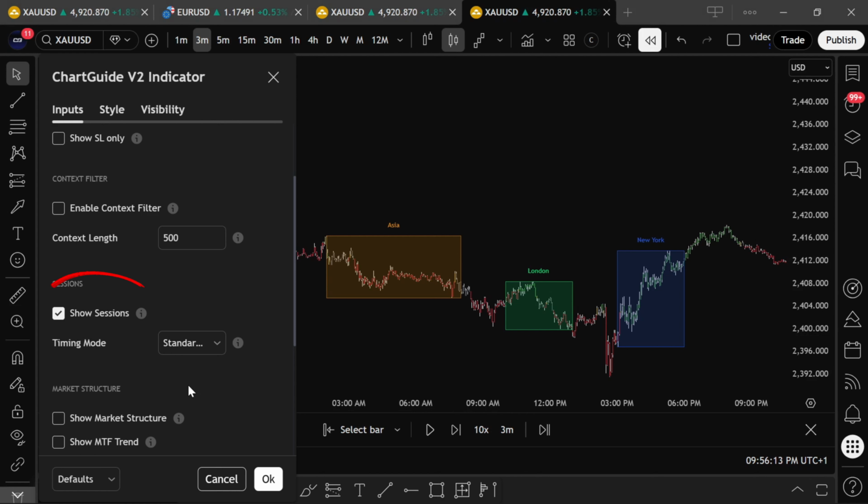Next, we have sessions, and this is mainly important if you're scalping. Sessions matter because during the main sessions, you usually get more volume, more movement, and cleaner price action. So instead of trading during slow, dead hours, sessions help you focus on the times where the market actually moves. When you turn show sessions on, you'll see the kill zones for each of the 3 sessions marked on the chart: Asia, London, and New York. And then you also have timing mode, daylight saving for summer timing, and standard time for winter timing. If your session boxes ever look shifted by about an hour, this is the setting you change.